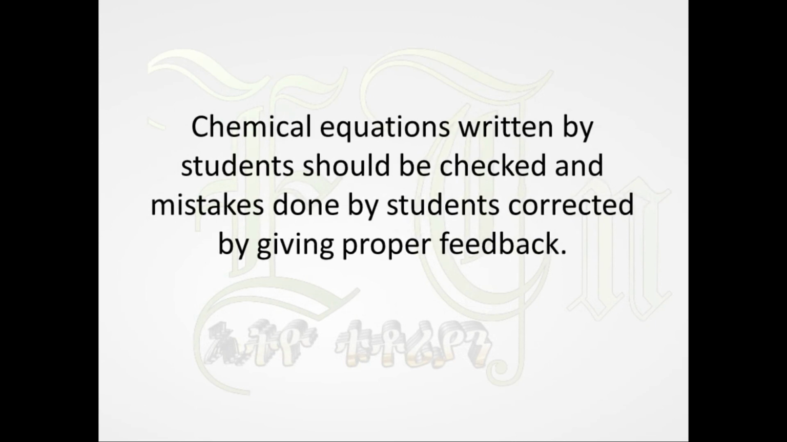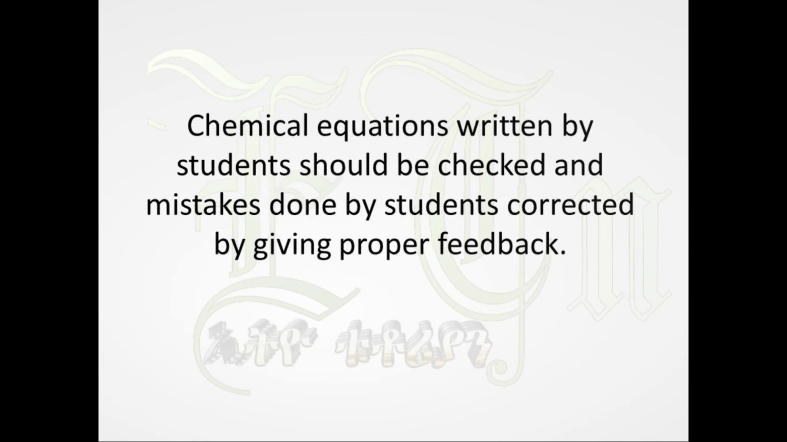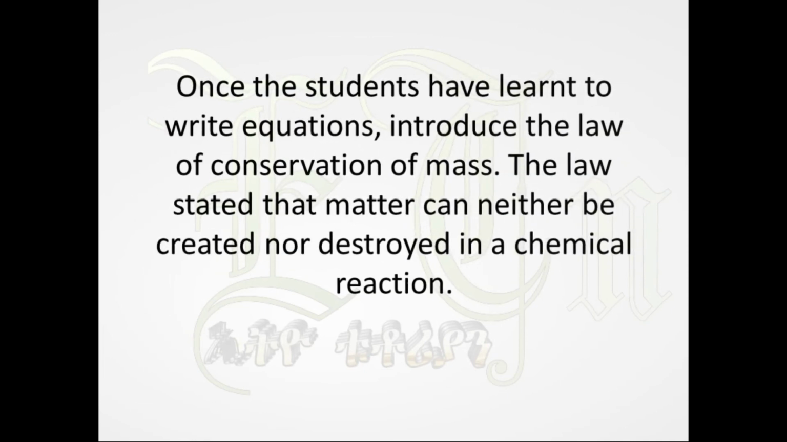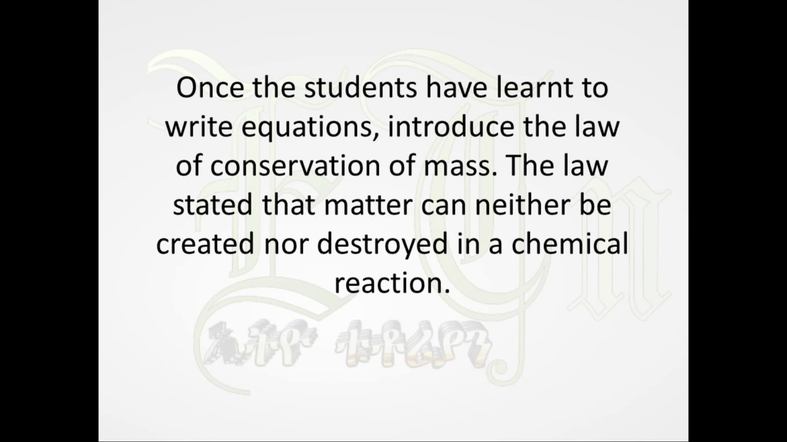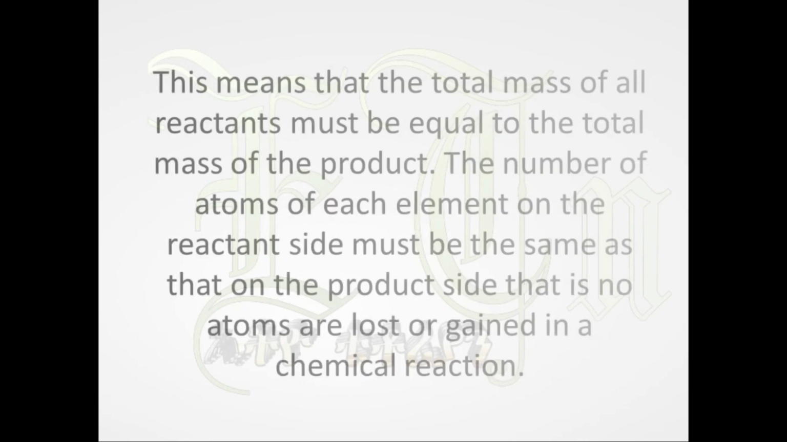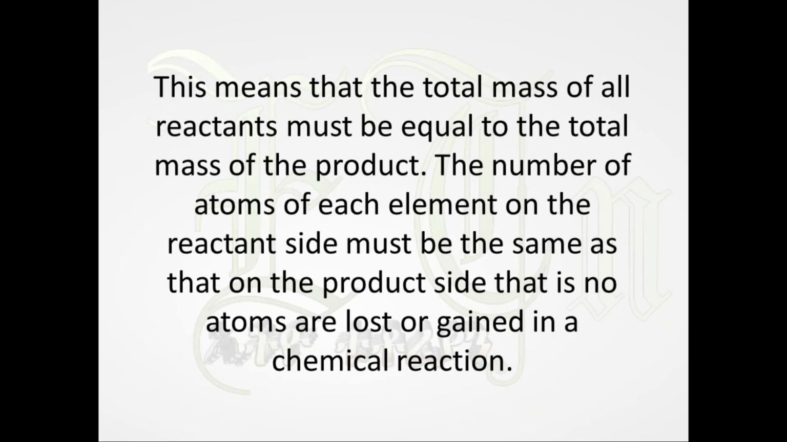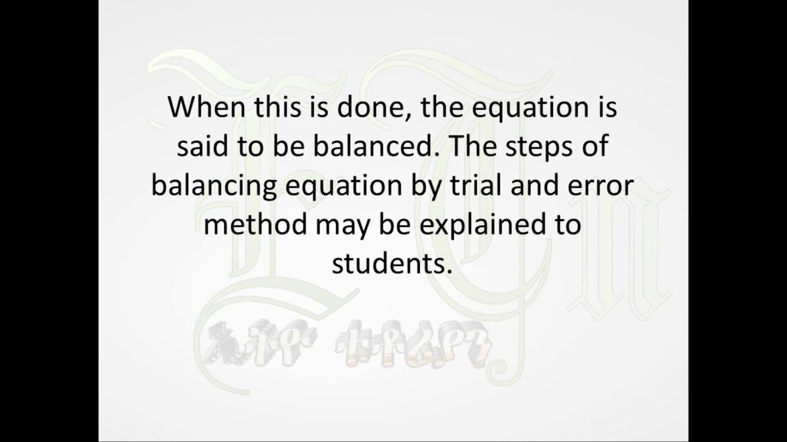Chemical equations written by students should be checked and mistakes corrected by giving proper feedback. Once the students have learned to write equations, introduce the law of conservation of mass. The law states that matter can neither be created nor destroyed in a chemical reaction. This means that the total mass of all reactants must be equal to the total mass of the products. The number of atoms of each element on the reactant side must be the same as that on the product side, that is, no atoms are lost or gained in a chemical reaction. When this is done, the equation is said to be balanced.